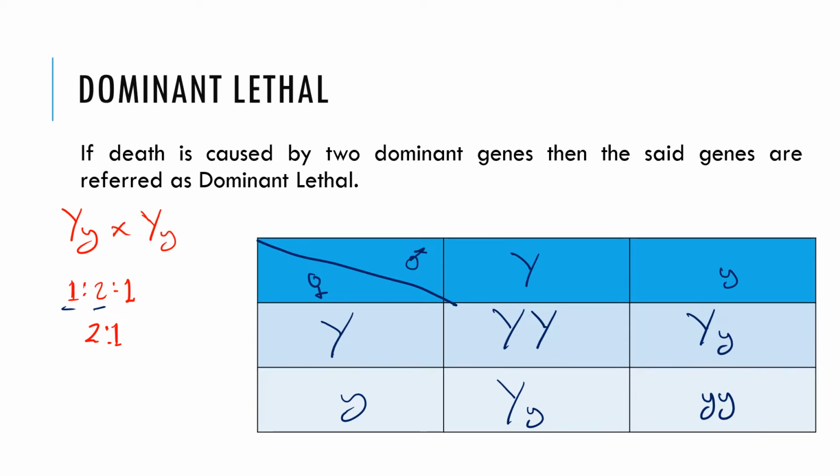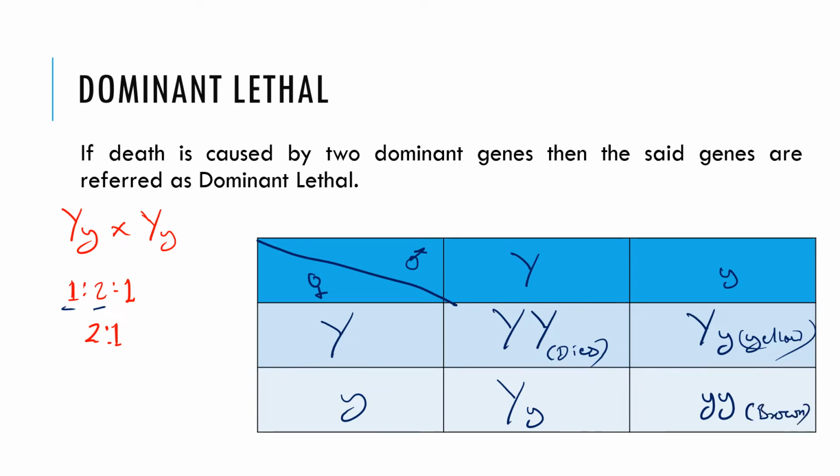But in case of dominant lethal genes, where the dominant alleles are present in the homozygous state, the individual dies. This example is seen in case of coat color in mice. The mouse which has both the dominant alleles will die. The one with heterozygous dominant will give you yellow color, and the one with homozygous recessive will give you brown color.